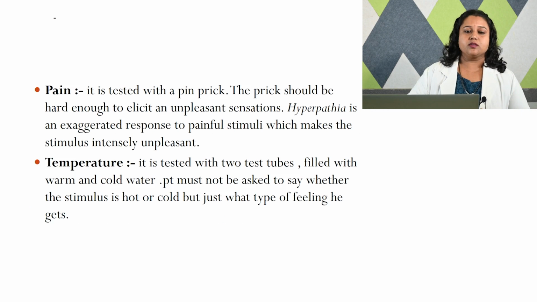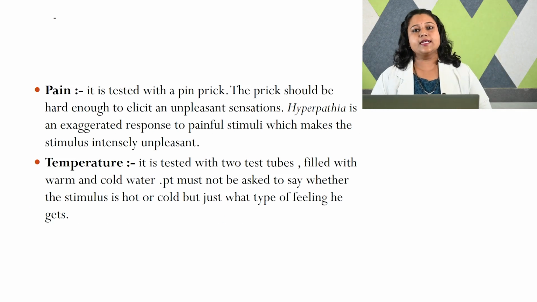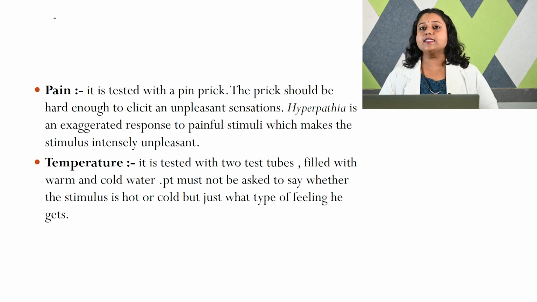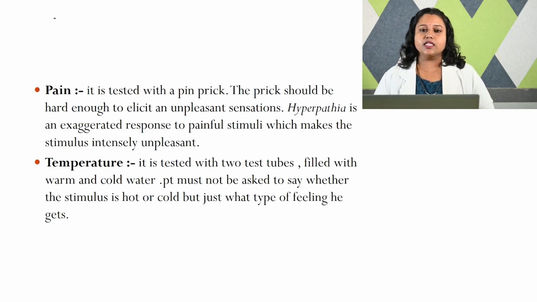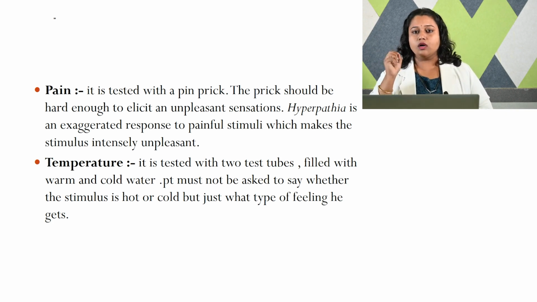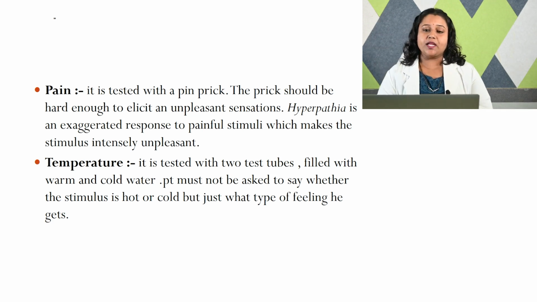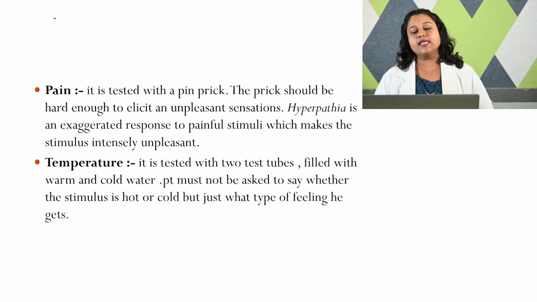Next test is pain perception. It is tested with a pin prick. The prick should be hard enough to elicit an unpleasant sensation. The procedure is to take a safety pin or any pointed pin and prick the patient's skin. The prick should be hard enough that the patient feels an unpleasant sensation, and whenever the patient feels it, the patient has to say yes.